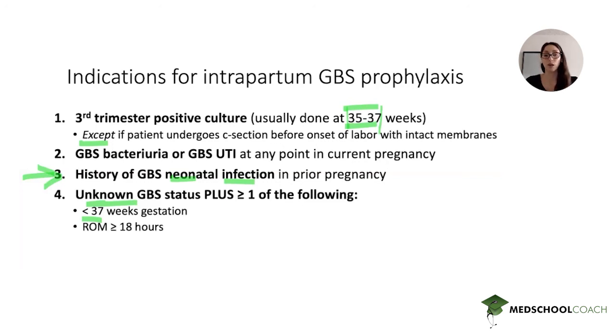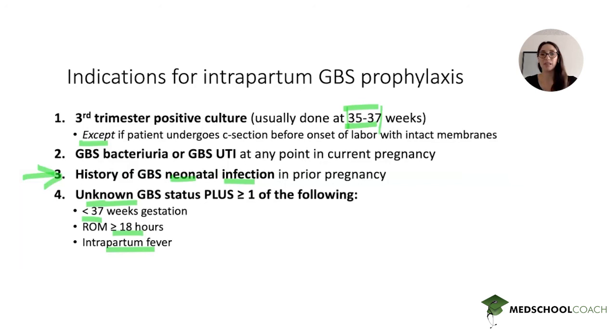Another one is rupture of membranes for 18 hours or longer. 18 hours is the cutoff we use for prolonged rupture of membranes, which increases the risk of infection both to mother and to baby. So that would also be an indication if GBS status was unknown. And finally, if the mother's GBS status is unknown and she spikes a fever intrapartum, that makes us concerned about chorioamnionitis, which is a risk factor for neonatal infection and lots of other adverse outcomes in the fetus. So we would also prophylax with antibiotics.